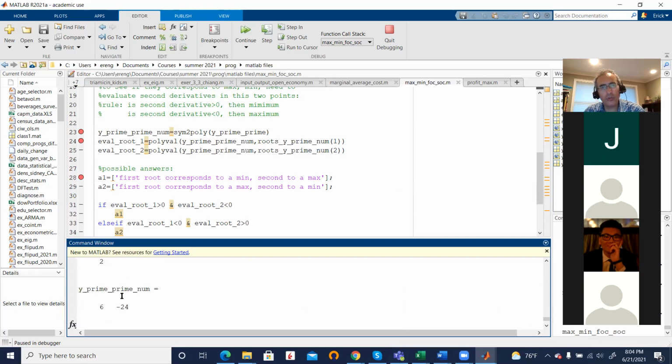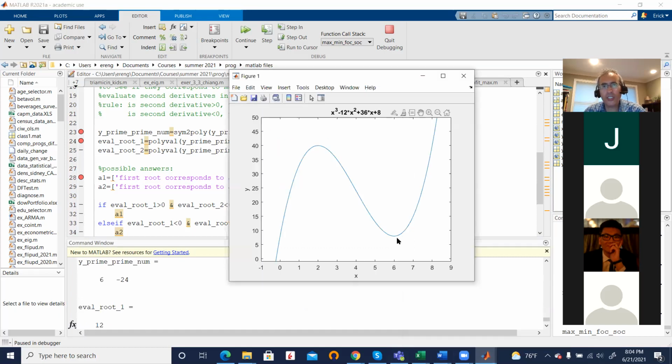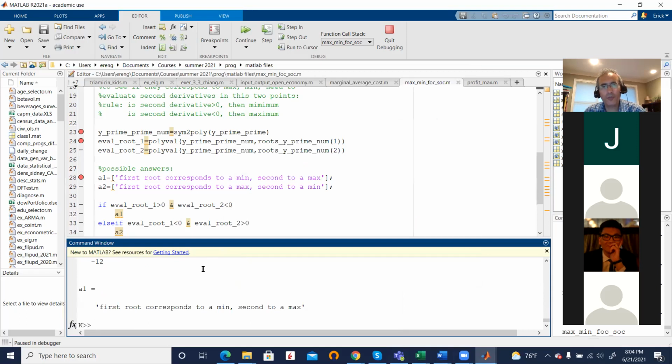And so the first one is with 6. It's a positive second derivative, which means that we're in a minimum, right? And the one with 2 has a negative second derivative, which implies that we are in a maximum. Makes sense to you, guys?